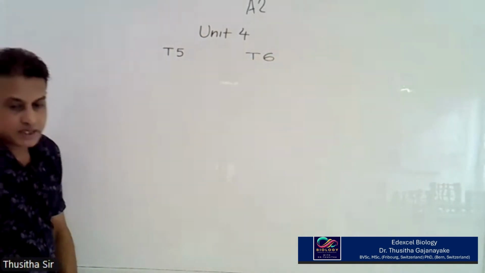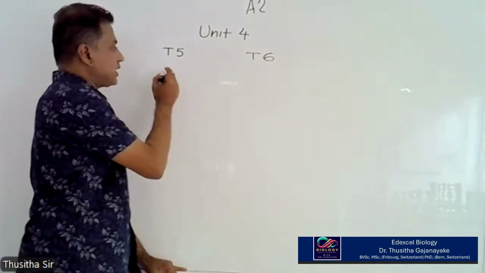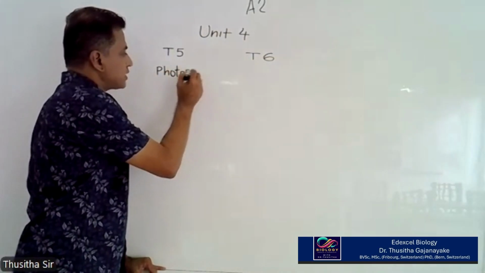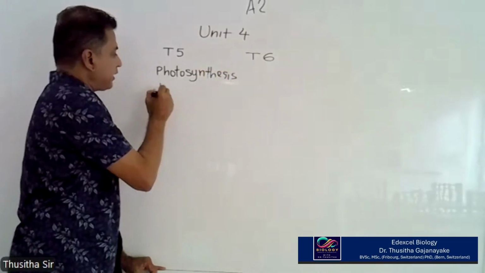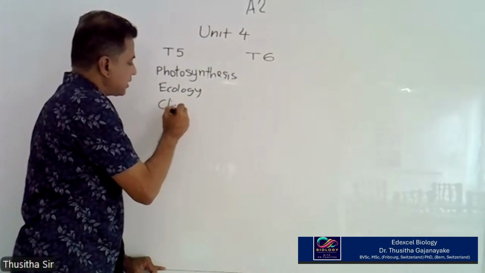First part is topic 5, and we're going to learn 3 lessons. Lesson number 1 is photosynthesis, and ecology, and climate change.